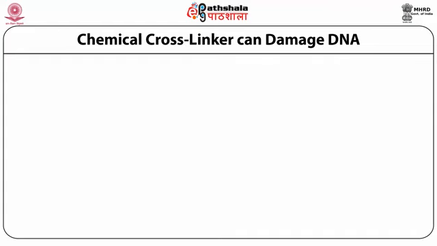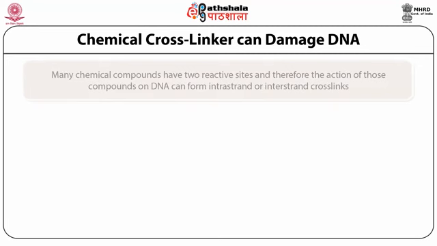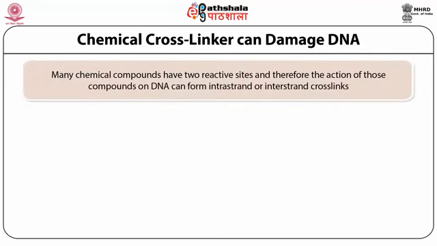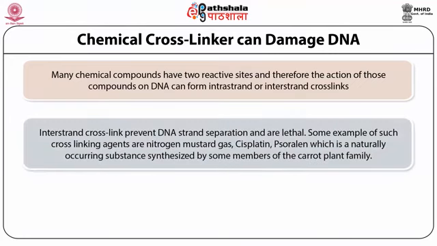We will be discussing here how cross-linking agents damage DNA. Many chemical compounds which have alkylating ability have two reactive sites, and therefore the action of those compounds on DNA can form intra-strand, that is within the same strand, or inter-strand, connecting the opposite strand, crosslinks. Inter-strand crosslinks prevent DNA strand separation and, if not corrected, are lethal.